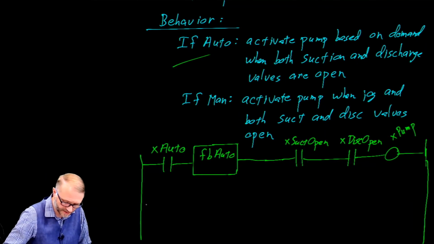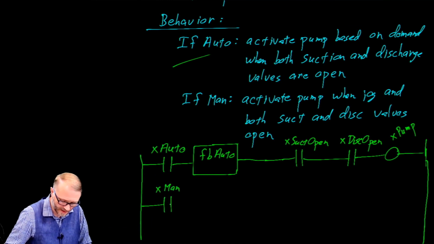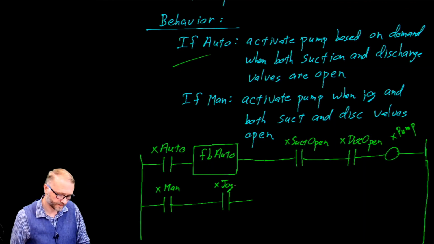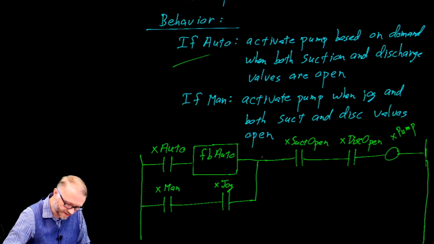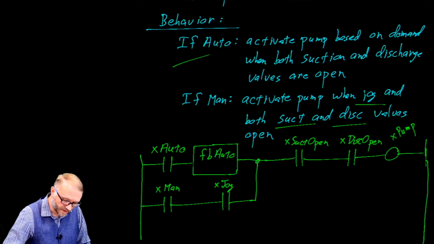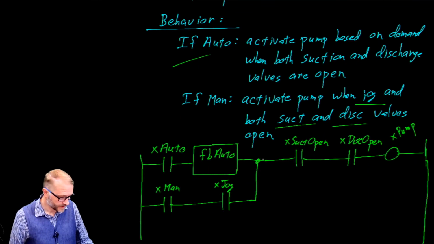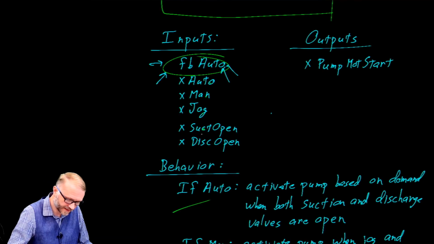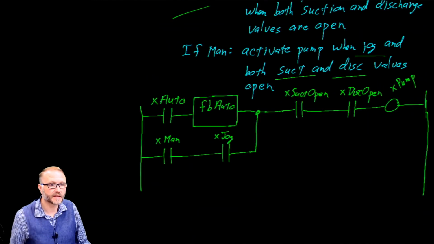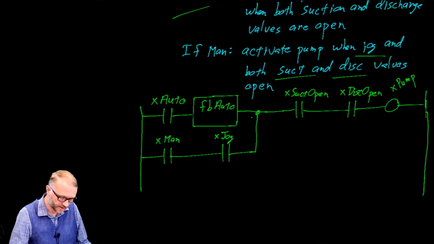But what about the second part? If we are in manual mode, and if we are to jog the system, and the suction valve is open and the discharge valve is open, so there's jog and both suction and discharge valves are open, then we activate the pump. So there it is. We had 1, 2, 3, 4, 5, 6 entries into this system, and we are able to do it in one rung of code with one branch. That branch is for this OR when we want to use it in manual.